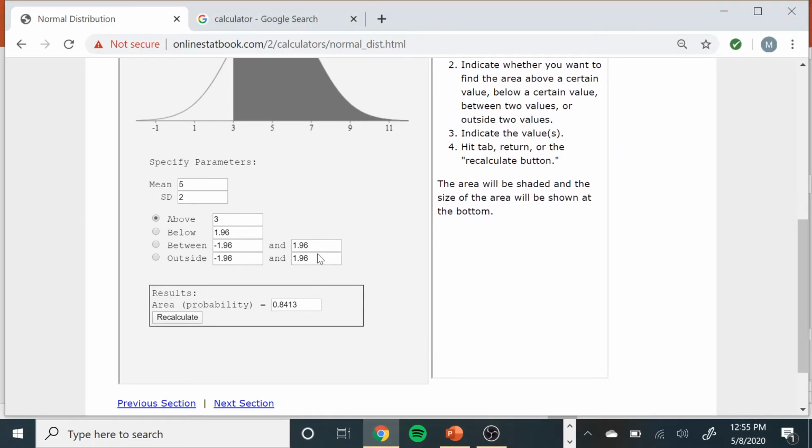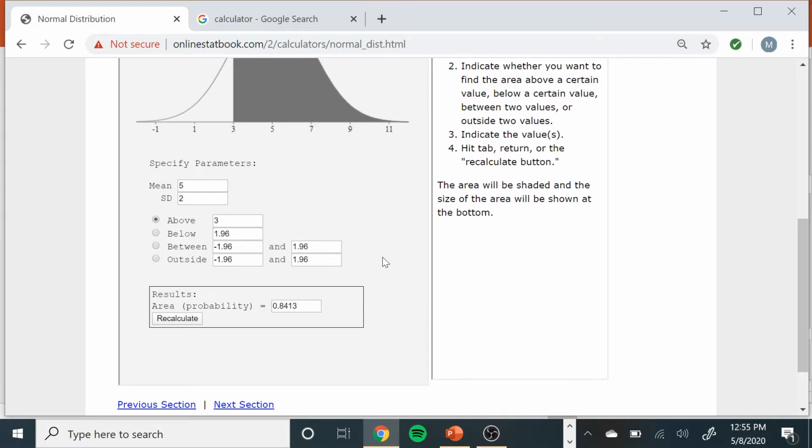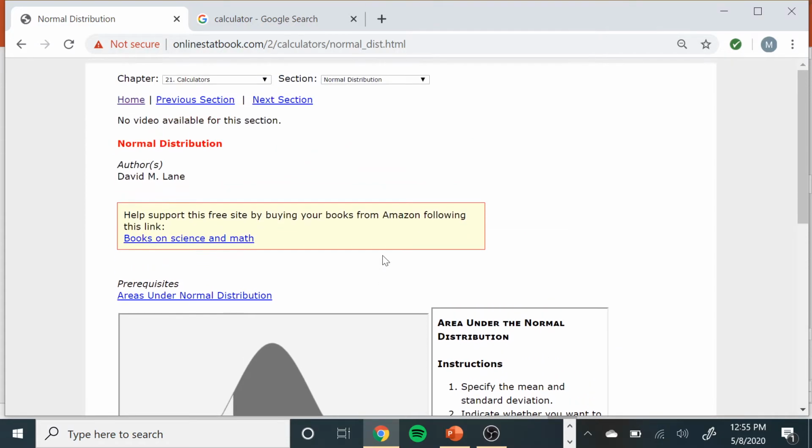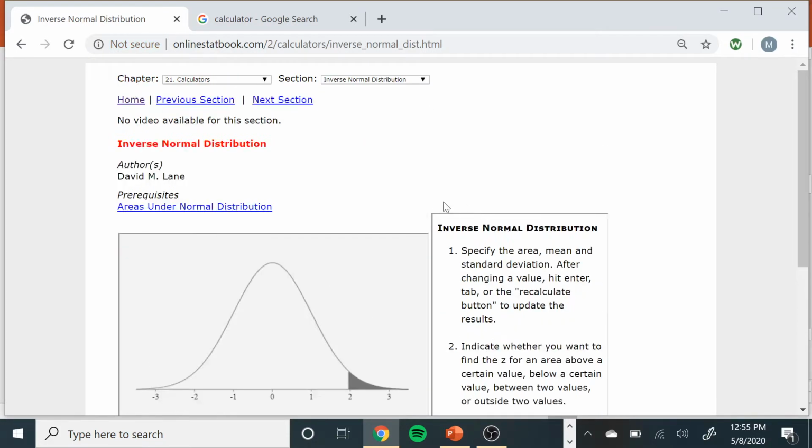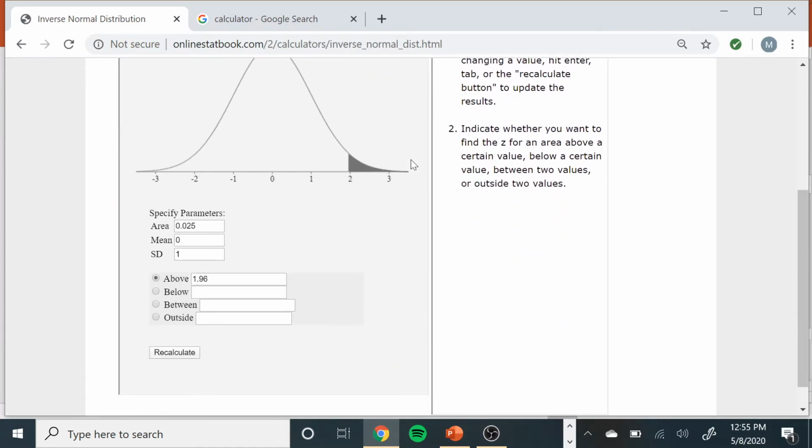If you look at this, notice there's nowhere to put in that 35%. That's because we need the other type of calculator. If we go back to the calculators here, you can find the inverse normal distribution. What it does is it allows us to put in an area, a mean, and a standard deviation, and then it'll tell us what number corresponds to it.